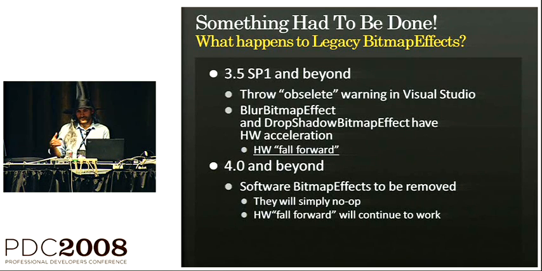And moving forward in WPF 4.0, which will come out sometime in the near future, we're actually going to be removing the software bitmap effects pipeline. So this is something you should be aware of, because if you're using one of these software bitmap effects and there's no hardware fall forward for it, it's going to effectively be a no-op. So you could apply an outer glow to your element in your scene, and it will just act as though there's no bitmap effect applied to it. So plan ahead with this. With 4.0, you're going to have to target your application to build for 4.0, so this isn't going to just sneak up on you, but you should be aware of it.